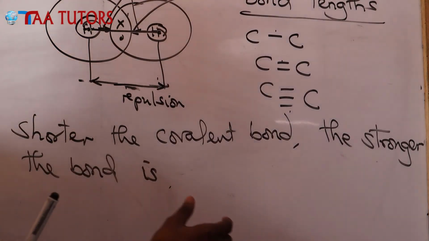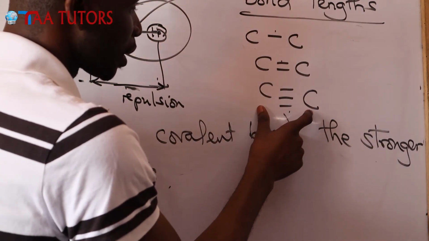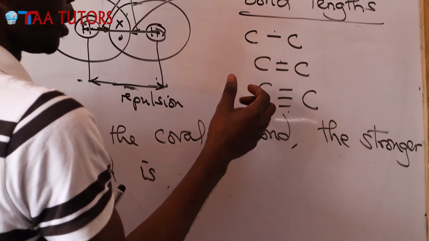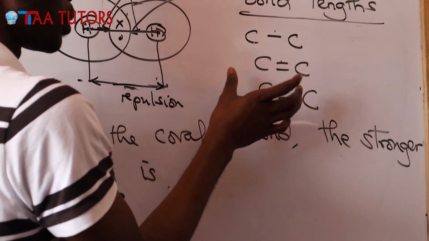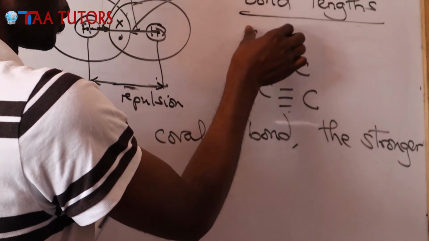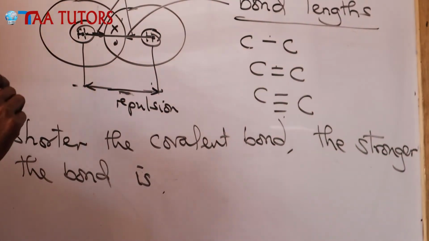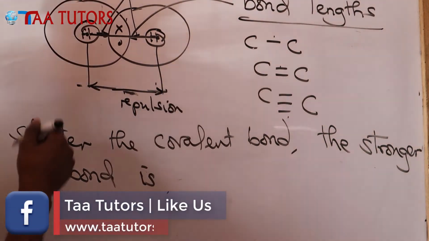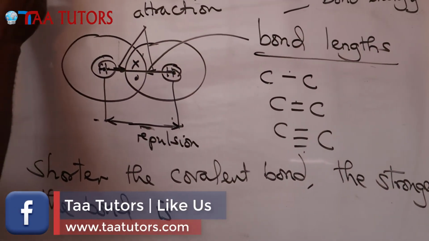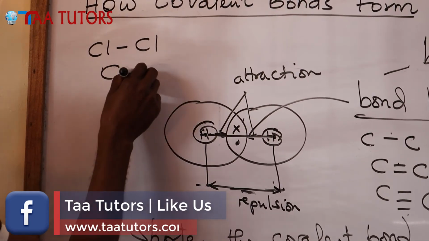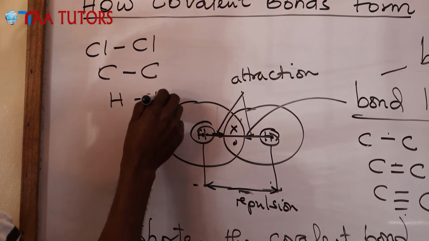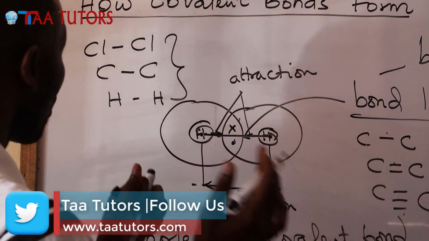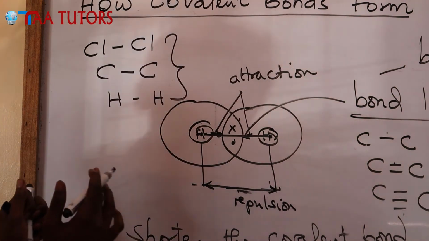You cannot compare the bond length of this triple bond and the bond length of this and suggest that because this one is shorter, this one can be shorter than that one, because we expect more force of attraction here than we have here. So if you are comparing lengths of single bonds, only compare lengths of single bonds. For example, you can talk about the length of chlorine to chlorine, carbon to carbon, hydrogen to hydrogen. We compare only similar bonds, meaning single bonds on one side, double bonds on another side.